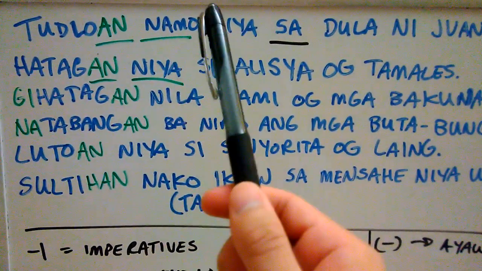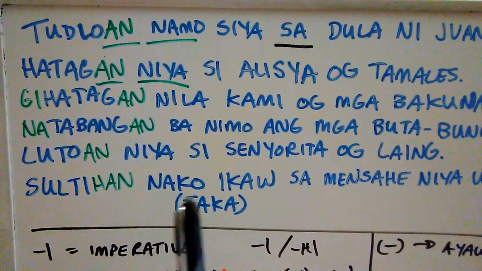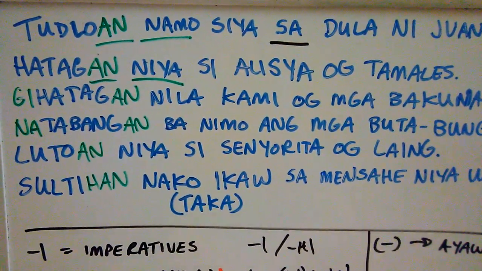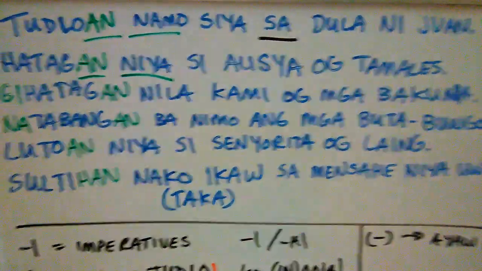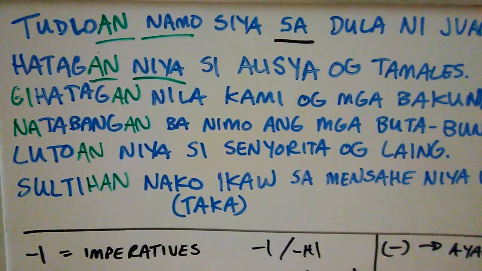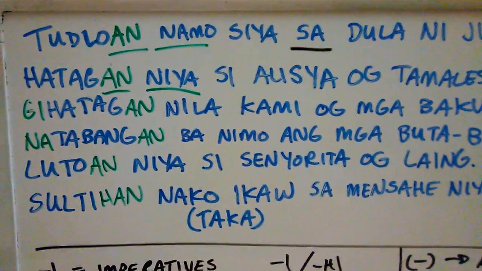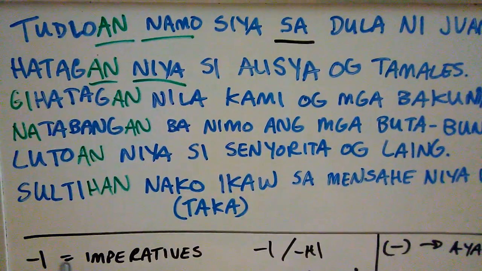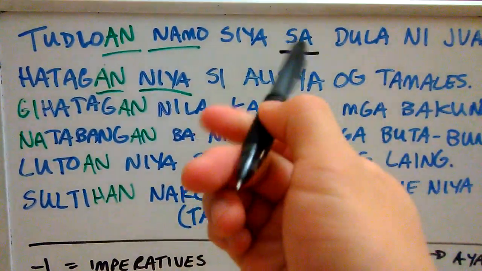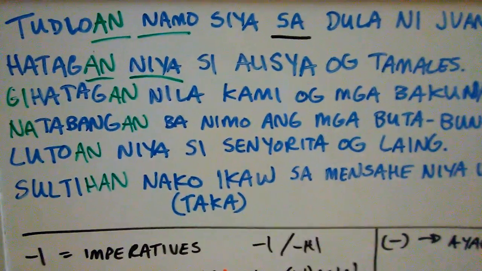So this is showing the sa I underlined in black because it's showing some sort of location or some sort of benefits or some sort of goal that's going to be transferred to something, right? So tudloan na mo siya sa dula ni Juan. We're going to teach him or her Juan's game, right? And it's going to who? It's going to this person, siya, whoever he or she is, right?